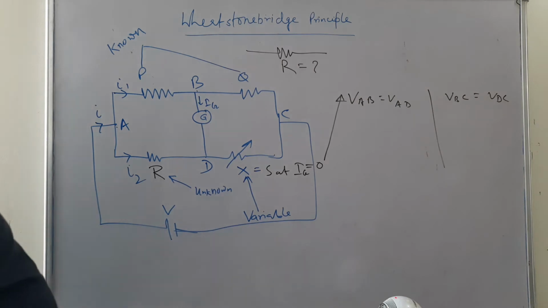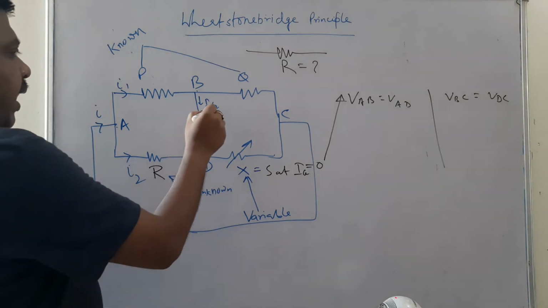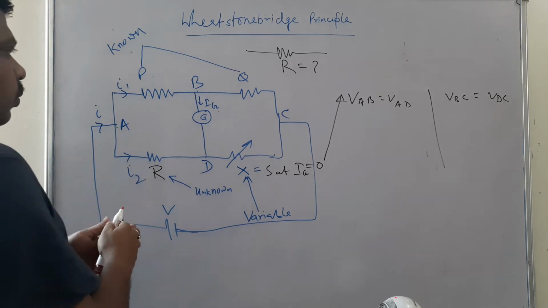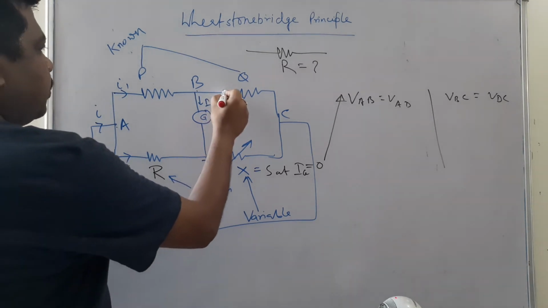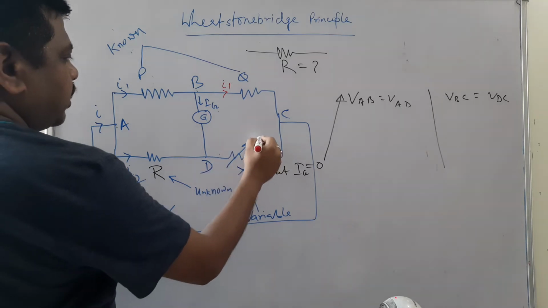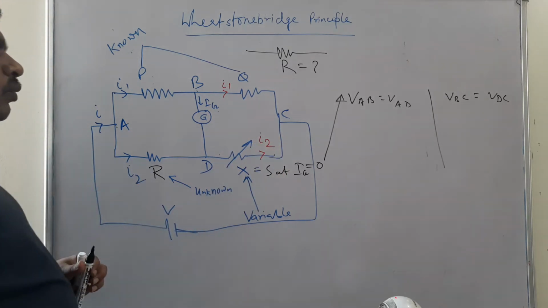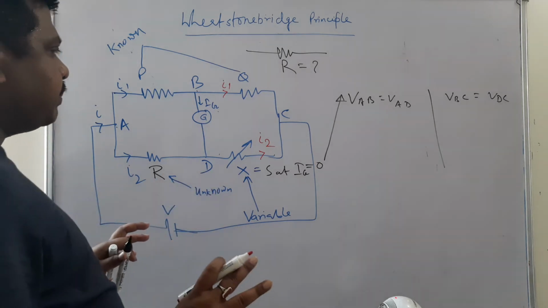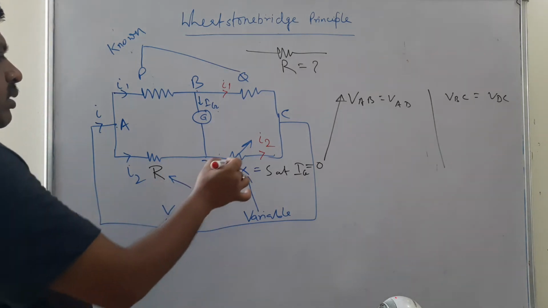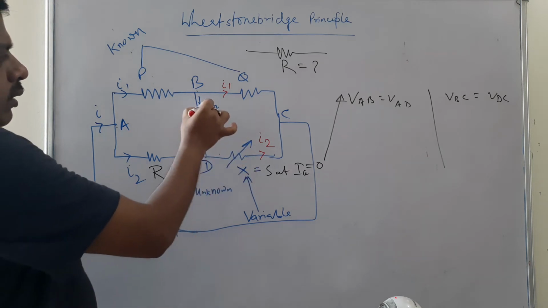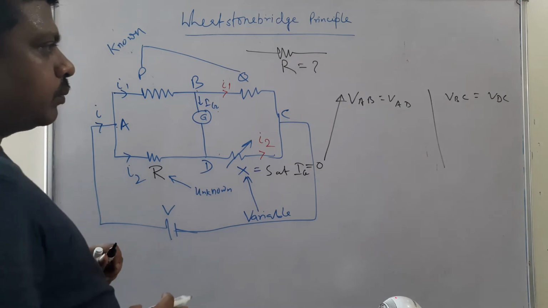Okay, and Ig being 0 means this current I1 will be the same here also, and this is also I2. Now this is basically the condition of the Wheatstone bridge principle. So you are changing a resistance until this Ig becomes 0.